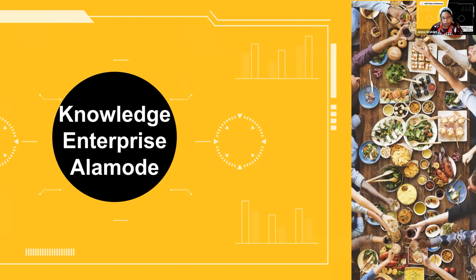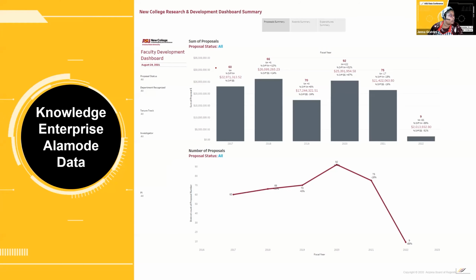Knowledge Enterprise Alamode. This is utilized heavily by our college's research and development team, as well as our administrative teams. What we're looking at here is our Knowledge Enterprise summaries. They can select between proposals, award summary, or expenditures. There are filters on proposal status, department, whether they're tenure track, and you can also filter by investigator and PI. And quick information at the top.